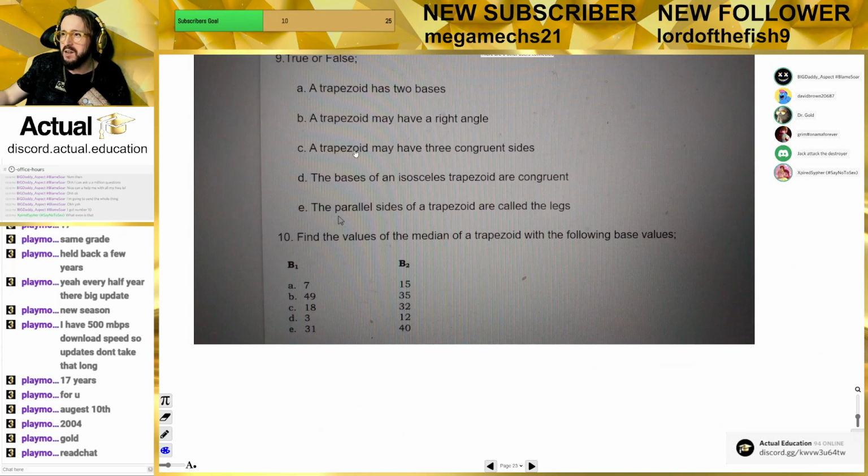Find the values of the median of the trapezoid with the following base values. I got number 10. You got 10? Okay, cool. There's just E. Number 9 E: the parallel sides of a trapezoid are called legs. I don't think those are called legs. So false.